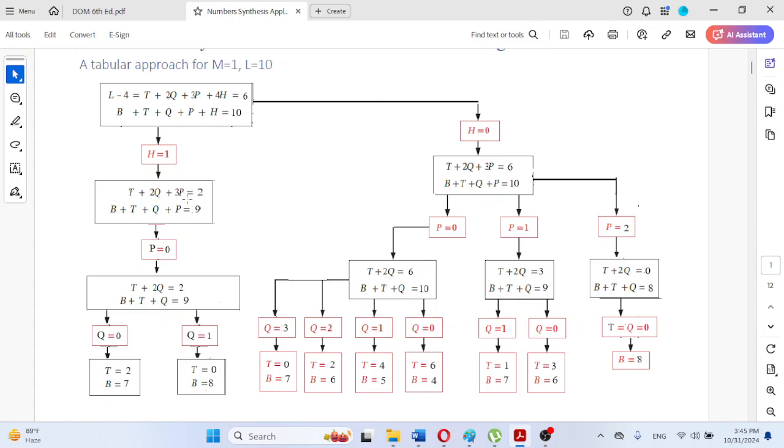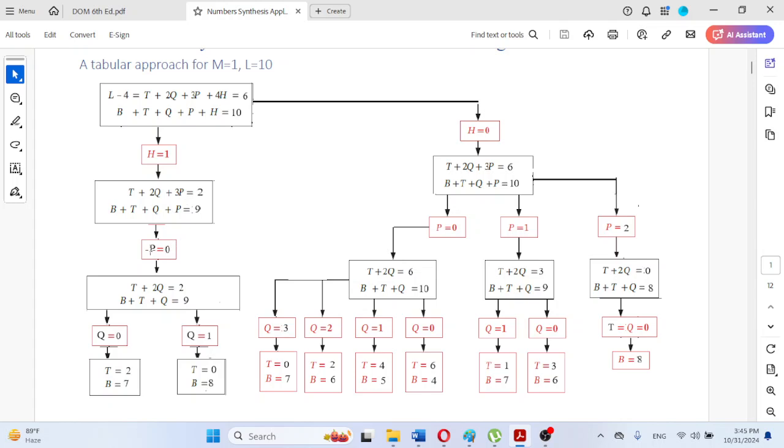or 1, but as we observe, if p is equal to 1, the result will be t plus 2q plus 3 is equal to 2. So on the right hand side there is 2, so when 3 is subtracted from 2, the result will be minus 1 on the right hand side. That means we would require some negative number of links to give the negative result, which is impossible. So we can't take p is equal to 1, so p must necessarily be equal to 0.